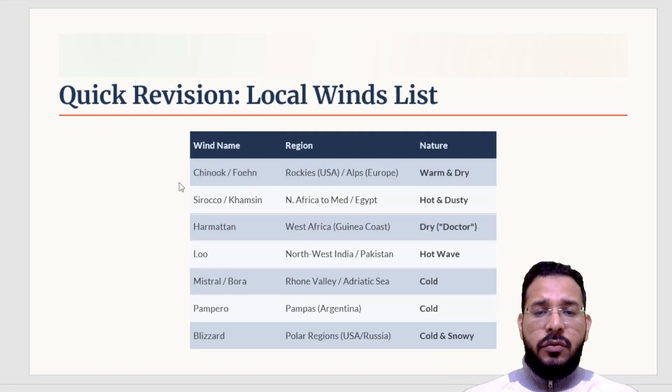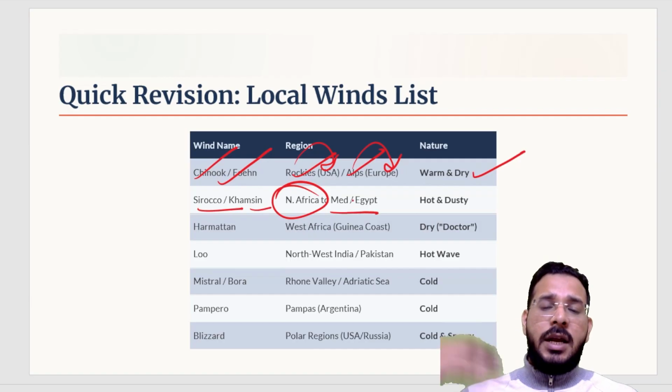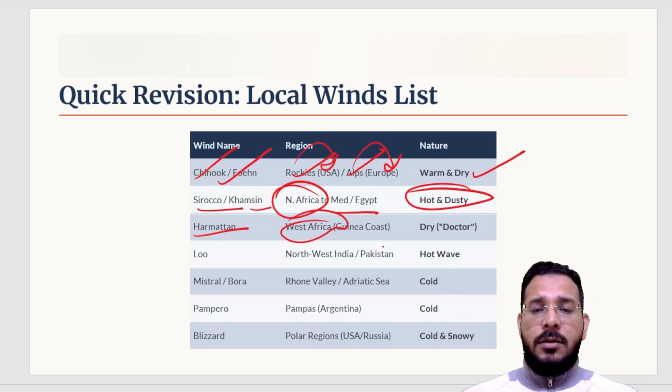So we have Chinook and Fohn. They are in the Rocky Mountains. Chinook is in the Rockies in USA, Fohn is in the Alps mountains in Europe. They are warm and dry. Sirocco or Khamsin are in northern Africa, towards the Mediterranean Sea and Europe or Egypt. They are hot and dusty. Harmattan are also warm winds going towards West Africa, or equatorial West Africa. They are also called doctor winds.